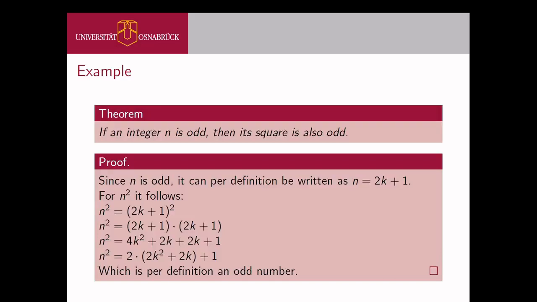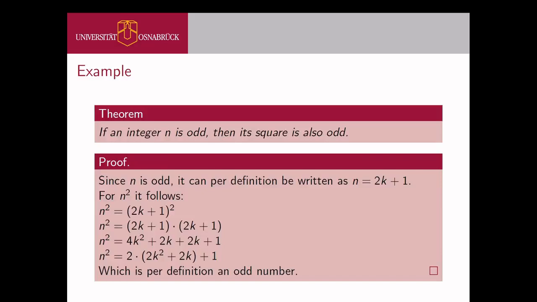So, first of all, what does it mean for a number to be odd? It means that it is not divisible by 2. And since every second number is divisible by 2, we can express an odd number, as it's written on the slide, as 2k plus 1. k is just an integer, and then 2k is an even integer. And then 2k plus 1 equals n. This is how an odd number is defined.